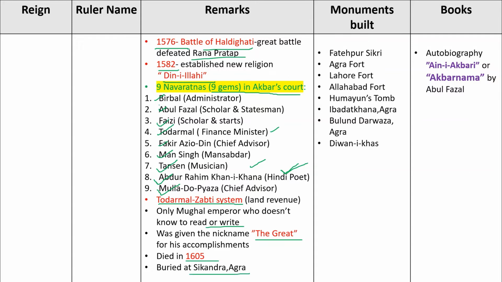The monuments built during Akbar's period are Fatehpur Sikri, Agra Fort, Lahore Fort, Allahabad Fort, Humayun's Tomb, Ibadat Khana, Buland Darwaza and Diwani Khas. His autobiography Ain-i-Akbari or Akbarnama was written by Abul Fazal.